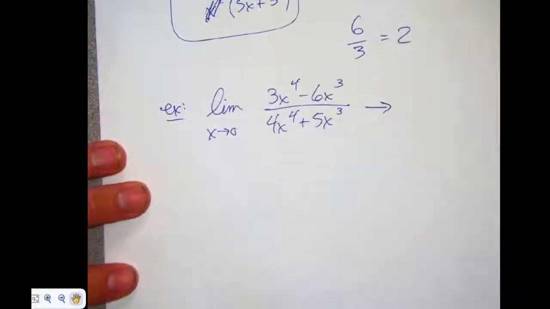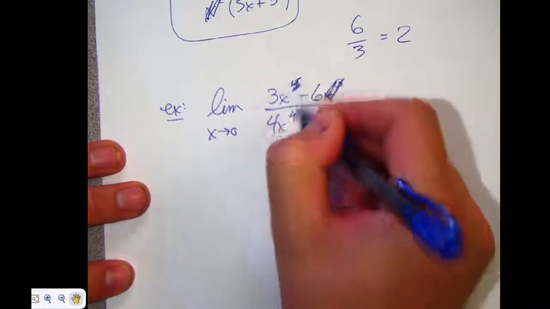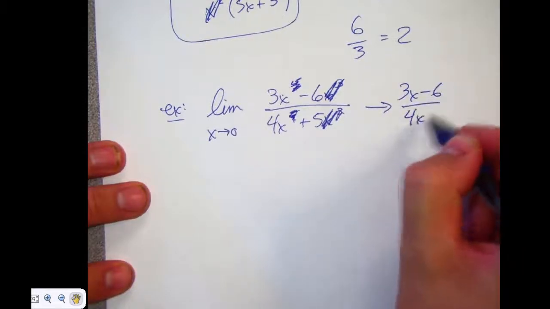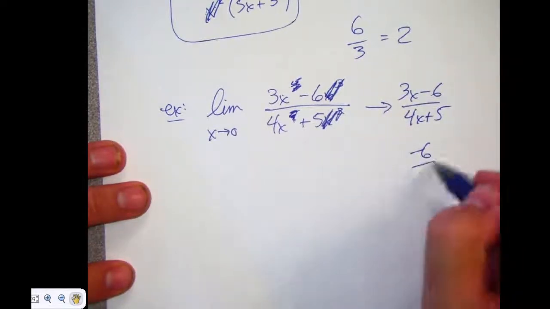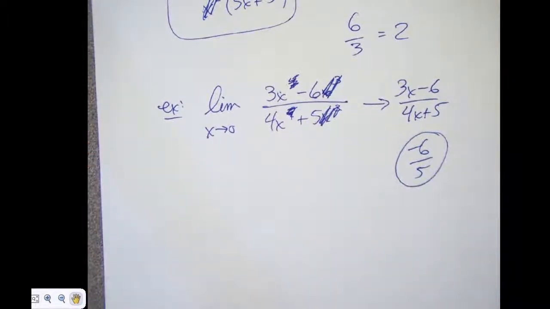So I would just look at this and go, okay, there's at least an x to the third in all of those. So I'm just chopping off. Those x to the thirds are gone. Those x to the thirds are gone. There's only one left there. There's only one left there. Now I just have 3x minus 6 over 4x plus 5. And now if I plug in 0, I'll just get negative 6 over 5. Oh, yeah. Cool. Questions?